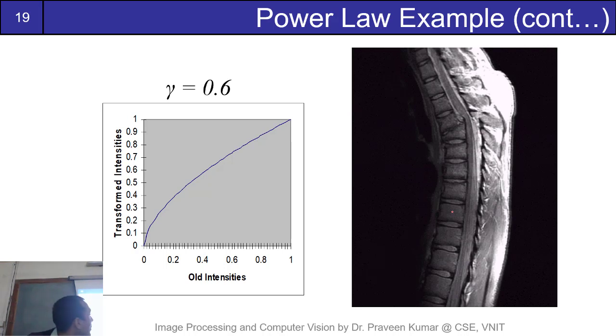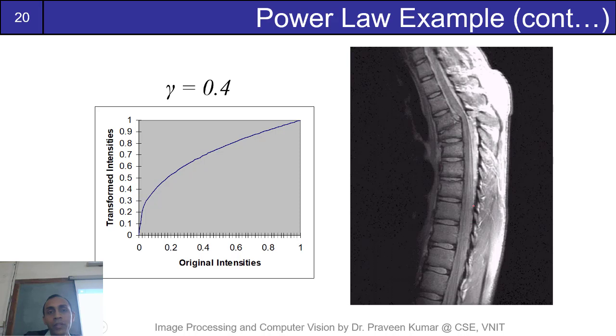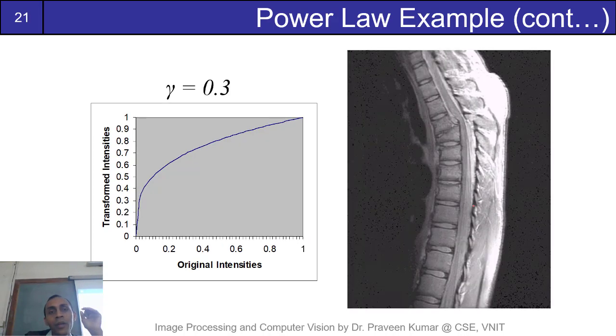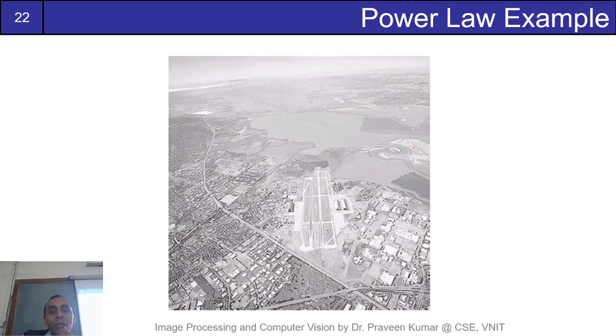So this is the highlighted one. Using the 0.6 gamma, the transformation function was like this, and your resultant image would be like this. If you go towards lesser gamma values, it is going to brighten it up further, and again at 0.3 it is going to brighten it up more. So hopefully here the cavity in this bone marrow or whatever is more visible, which is maybe more useful information for the doctor who may want to do some diagnosis on that.